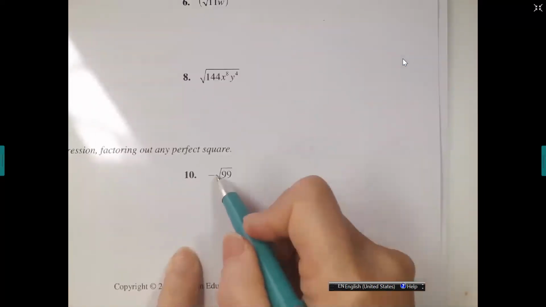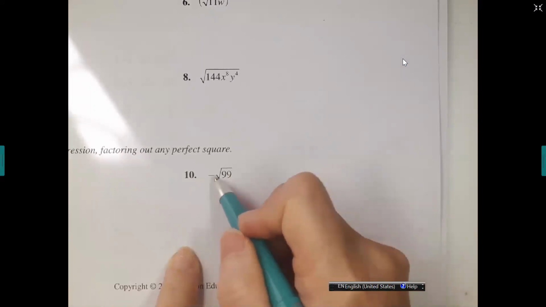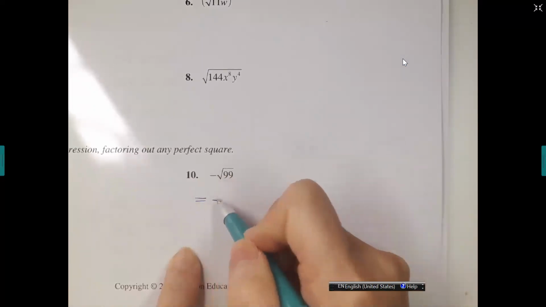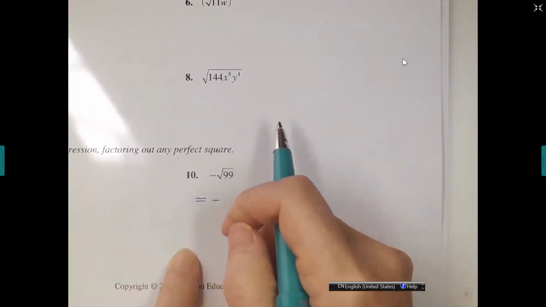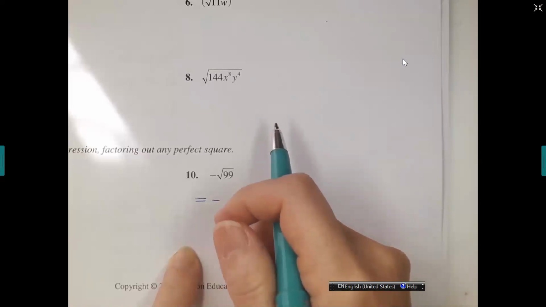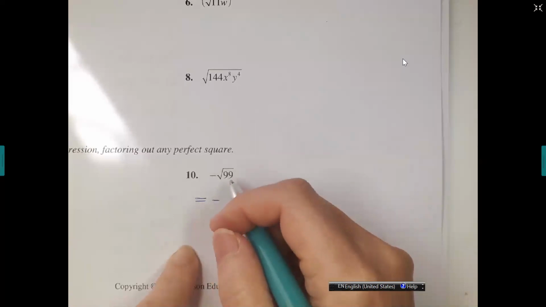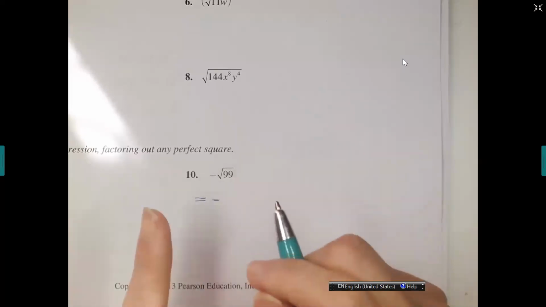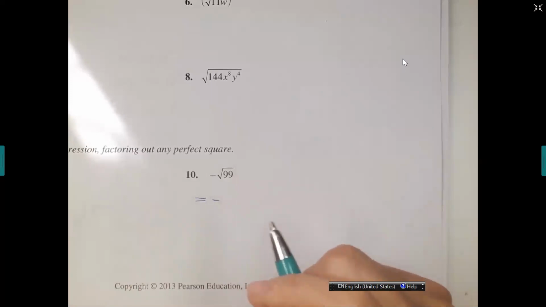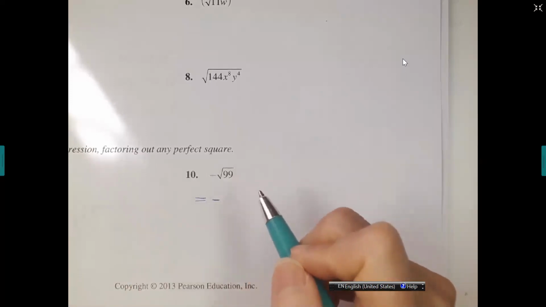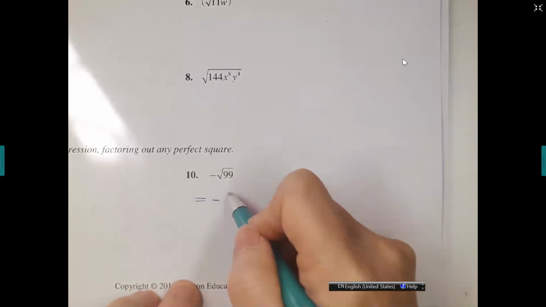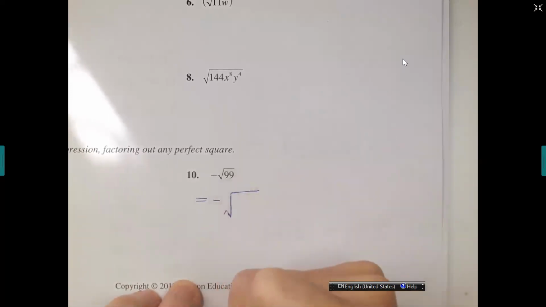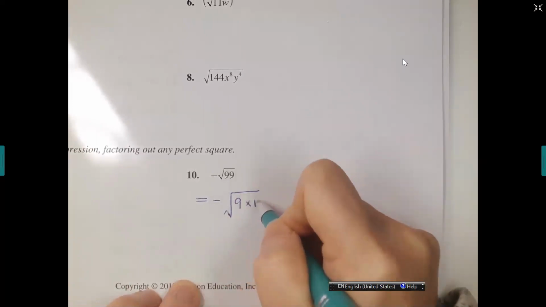I have this one, negative square root of 99. So this negative sign stays. When we see the number 99, you'll tell Professor, 99 is not a perfect square number. So I cannot do anything with it because 99 does not equal any number squared. When we have a number inside of the radical symbol, if the number itself is not a perfect square number, let's factor it first. Use the factor tree. What is 99? 99 equals 9 times 11.